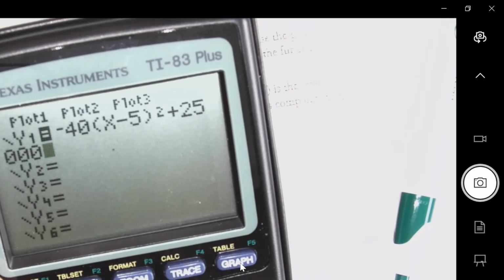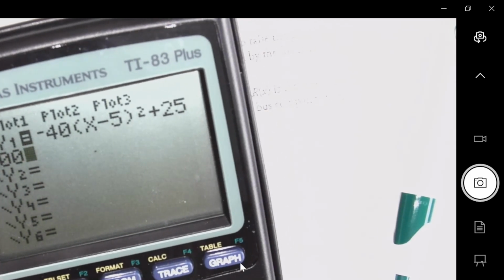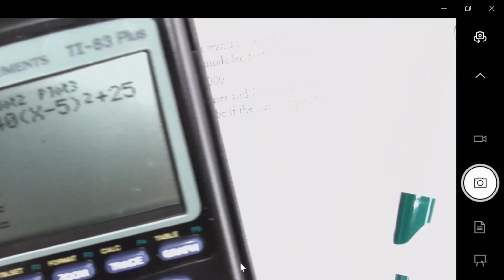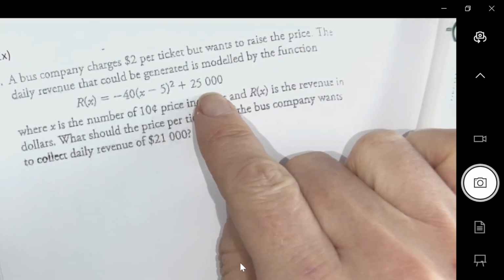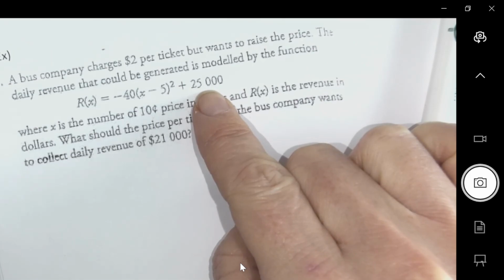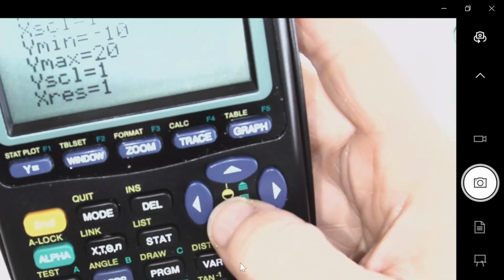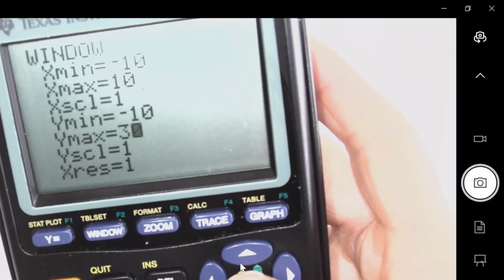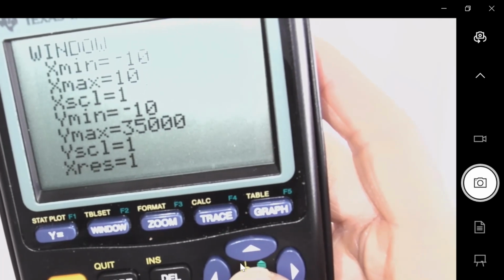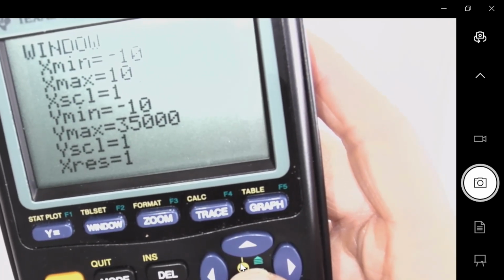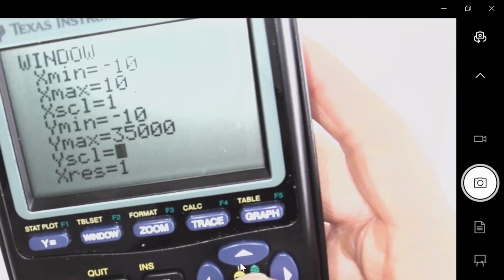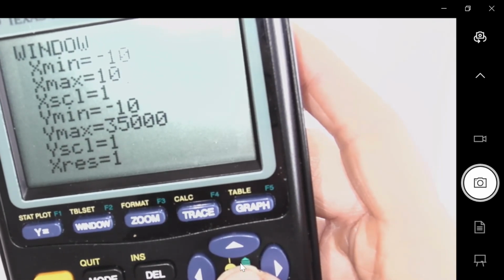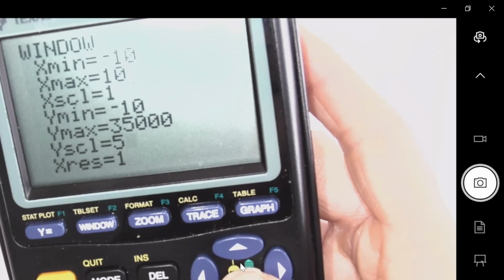Okay, so R, in other words the Y part of the variable, is the revenue, and I already have a $25,000 right here. So we gotta go big. What do we wanna go to? So go window, go Y max. Should we just put like a 35,000 in there on the Y max? And what do you think would be a good scale to jump by then? If you're going all the way up to 35,000, what do you want to do here? 5,000s?